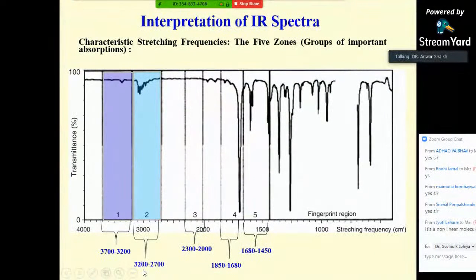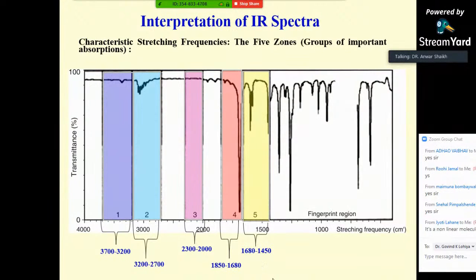Okay, I make another line at 2000 to 2300, make another band at 1680 to 1850, and make another band at 1450 to 1680. This is known as the 5 zone analysis for solving any complicated IR spectra. Now why did I make these 5 zones? There is some background behind this.